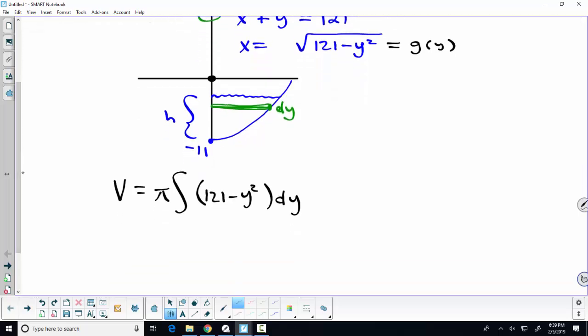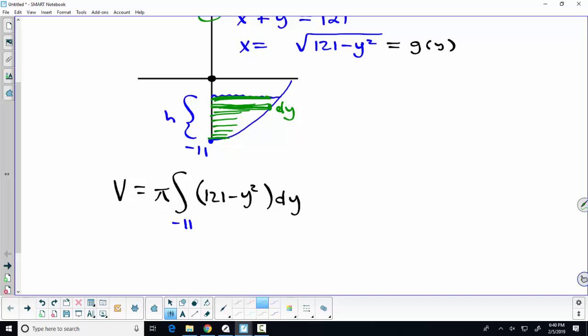From where? I was thinking negative 11. Negative 11. Yeah, because our rectangles start down here. But remember, we're only going to calculate the volume of water. If we went all the way up from negative 11 to 0, then you're calculating some empty space. Because remember, what we're trying to do is measure this height.